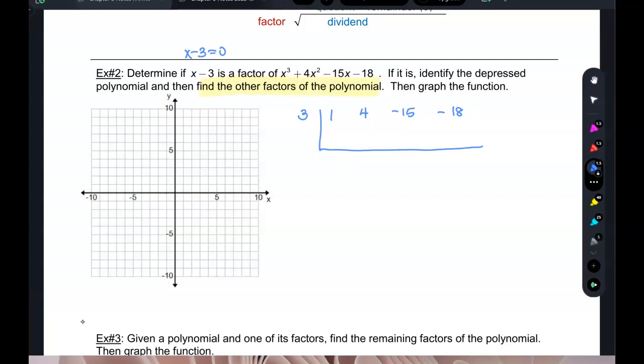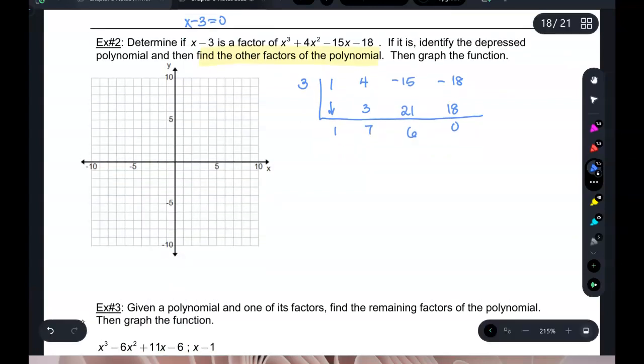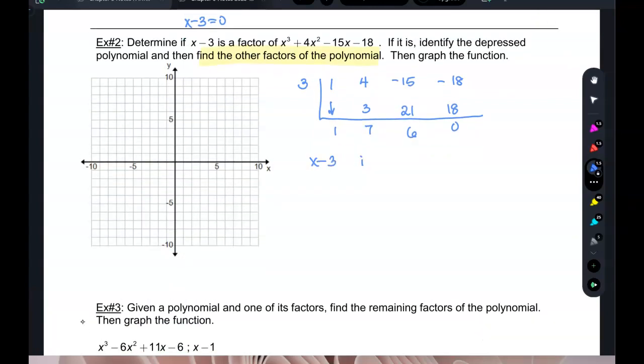Okay, so the question is, do we get 0 when we divide this? Let's see, 1, 3, 7, 21, 6, 18, 0. Okay, so this is a factor. So x minus 3 is a factor. That's good news, because now we can identify the depressed polynomial.